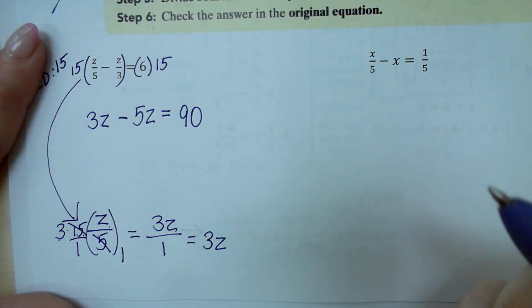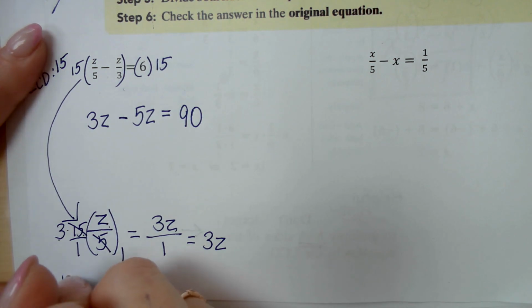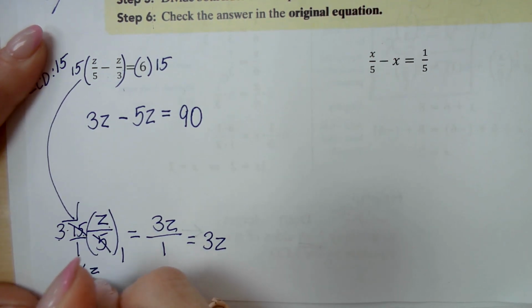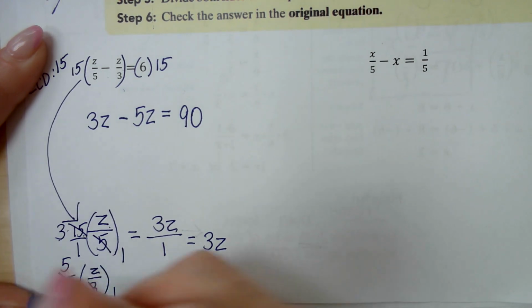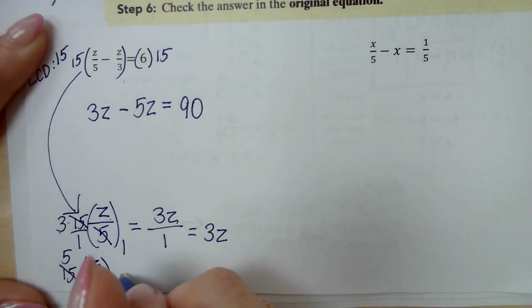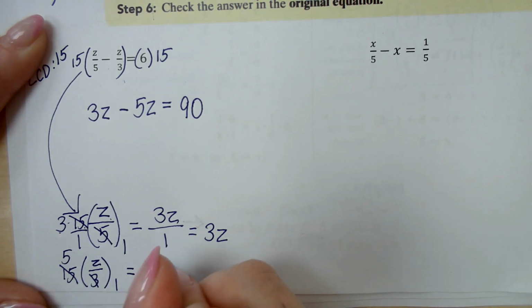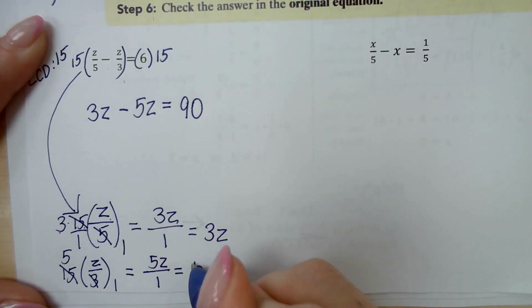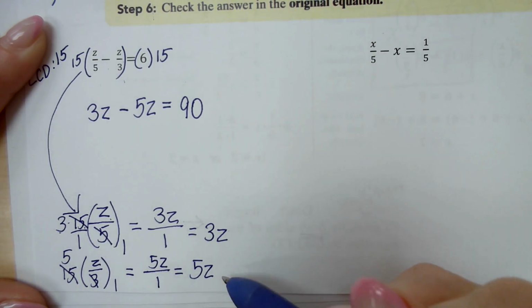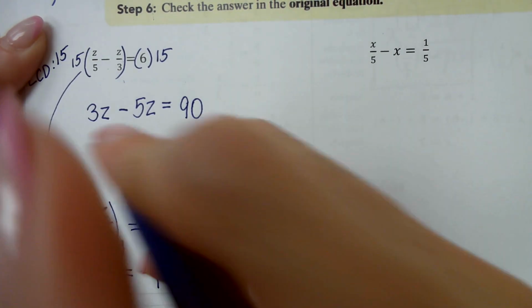Same with z over 3. So if we did 15 times z over 3, this cancels out and becomes 1. This becomes 5. So 5 times z is 5z. 1 times 1 is 1. So that's how we got 3z and 5z.